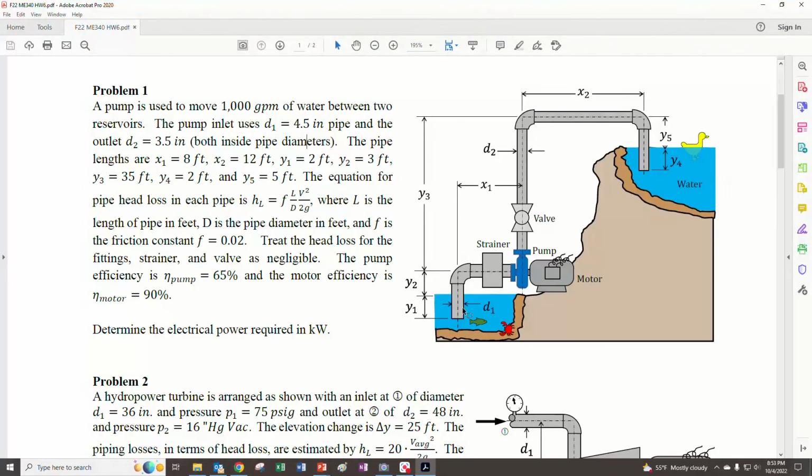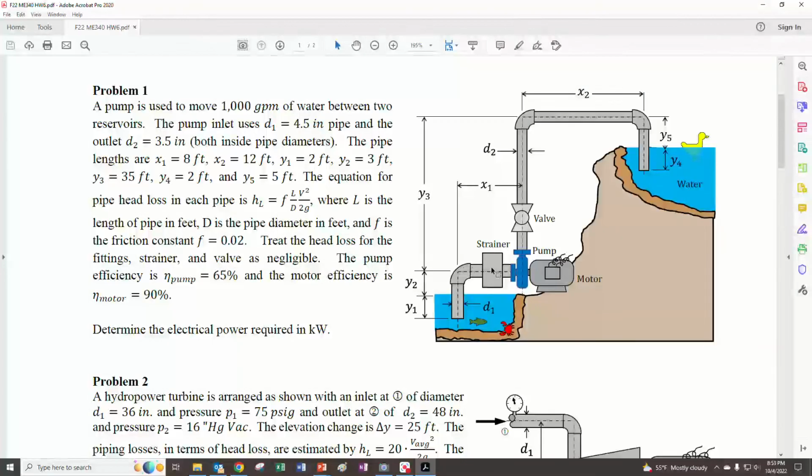And this is very common, that the suction will be larger than the output. But you could estimate the amount of pipe by just taking y1 plus y2 plus x1. That's the length of the pipe that's going to be coming in on the inlet, and it's got a diameter of 4.5 inches, right? And then we have this coefficient of friction, or friction factor, so friction constant.